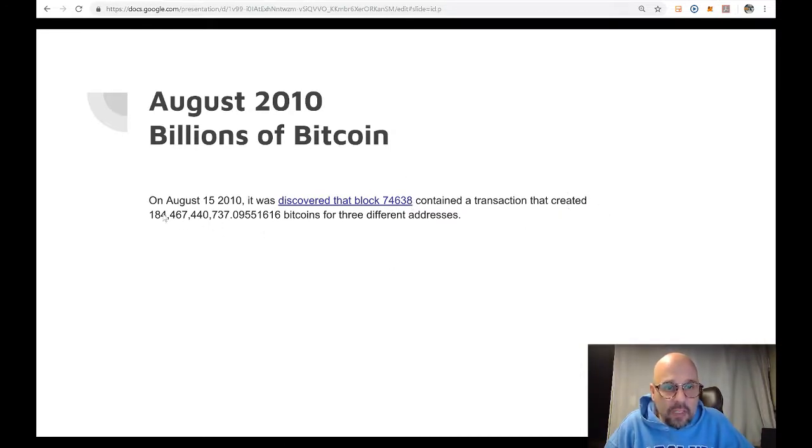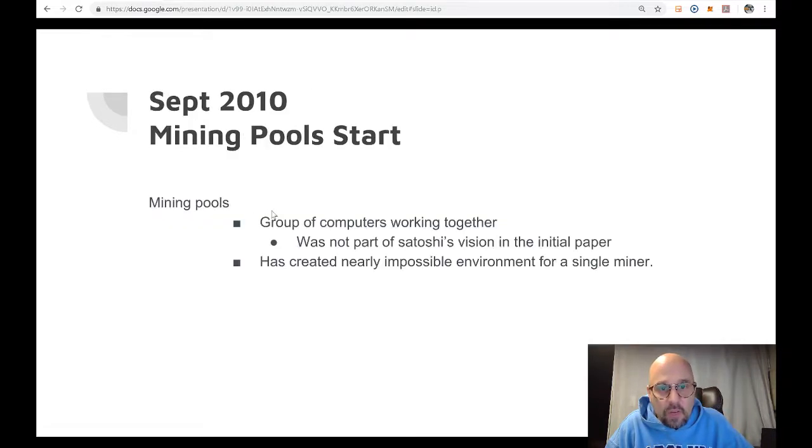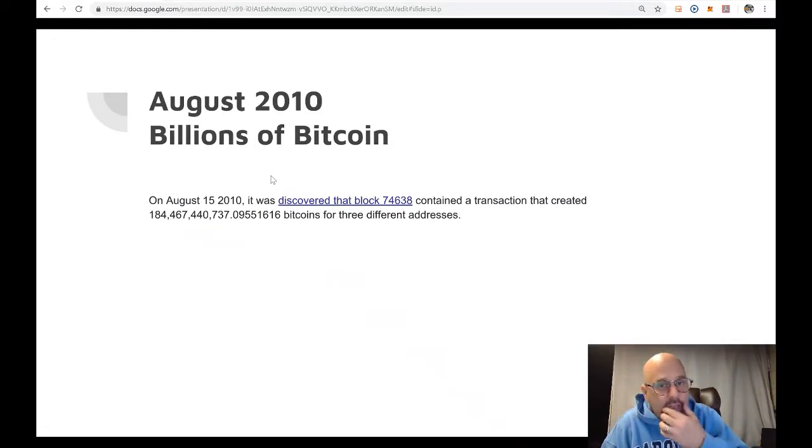transaction was actually able to create, instead of 50 bitcoins for its outputs, billions and billions of Bitcoin, 184 billion Bitcoin, it looks like here, for three different addresses. And that was a problem, right? So how were they able to find a flaw in the code that was able to do this? It was obviously a flaw in the code. But the problem is we're running a distributed network, a distributed ledger across multiple machines, that needs to be hot fixed.